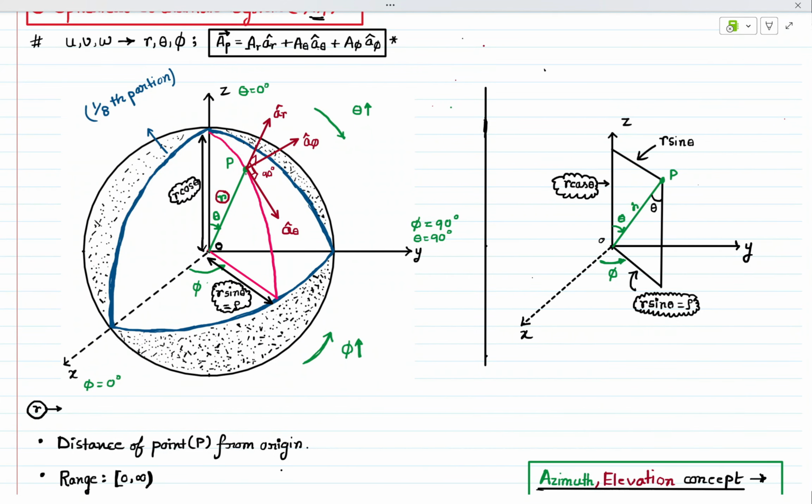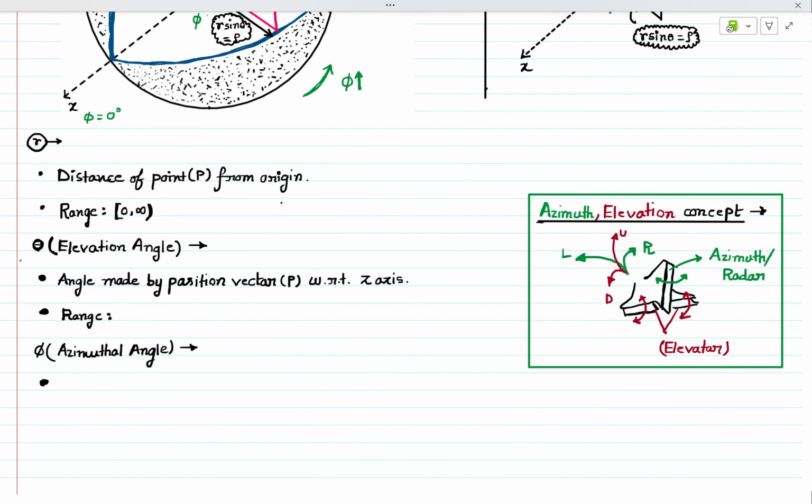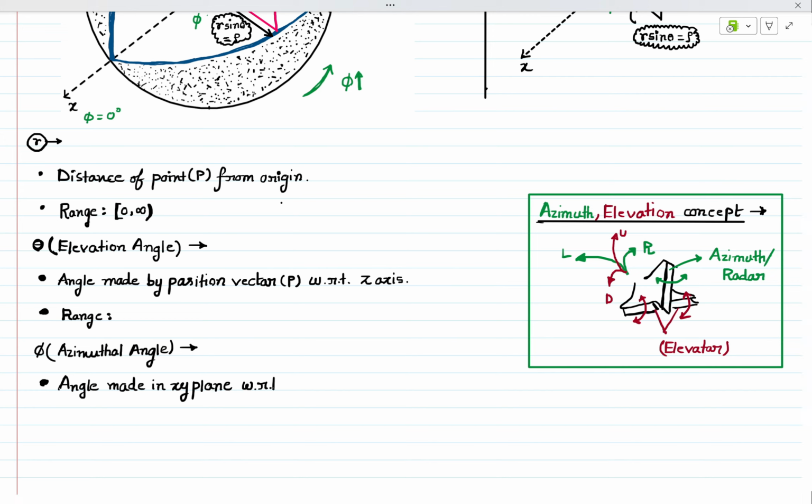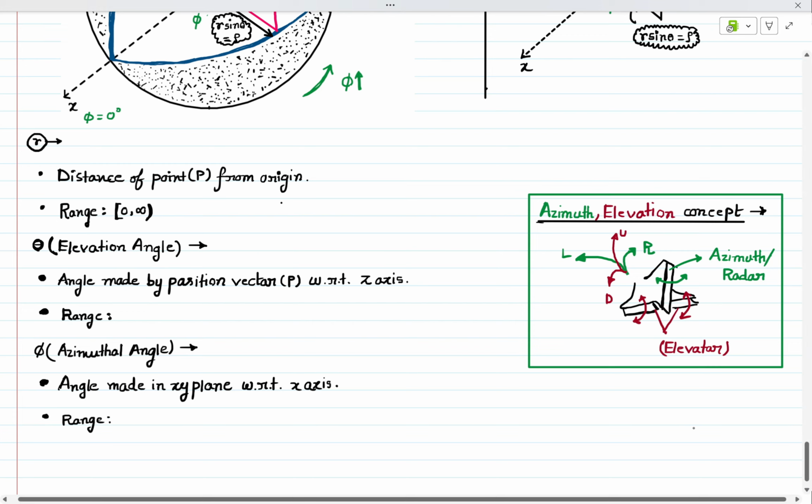So phi, I can say, is the angle made in the xy plane with respect to the x-axis. What is the range? Okay, I will write this range later on.